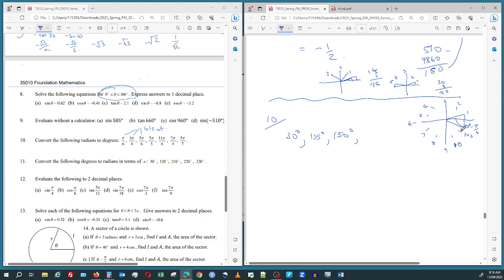Count around all that way. That's that one. Okay. So it's 11 lots of pi on 6. 11 lots of pi on 6. Easy. Okay. So what did we end up saying it was?